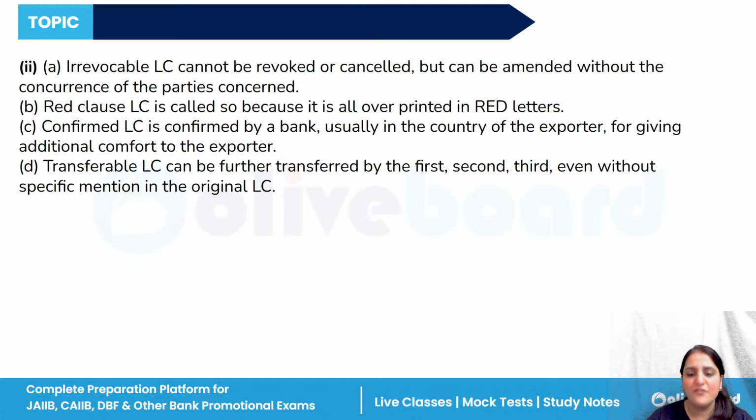And if we talk about the third option, an LC confirmed by a bank usually in the country of the exporter for giving additional comfort to the exporter. Correct, because a confirmed LC provides an additional guarantee to the exporter by adding the confirmation of a second bank, often located in the exporter's country. That means this option is correct. Option C is correct here. Okay.